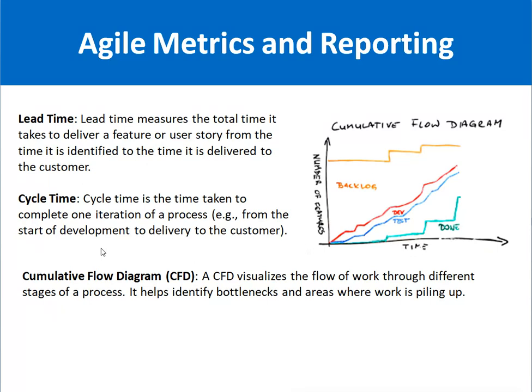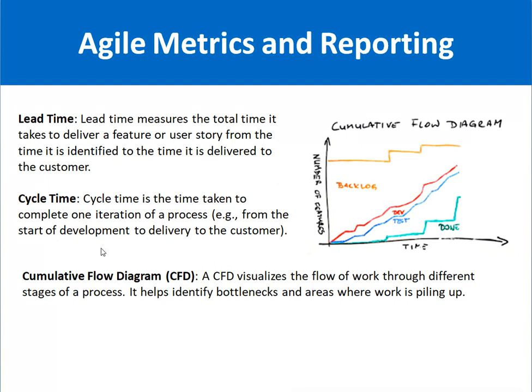Cycle time is another metric. Cycle time is basically the time taken to complete one iteration of a process. For example, from the start of the development to the delivery to the customer. Normally you can say it is the time between the starting of development and delivery to the customer. That is called the cycle time.